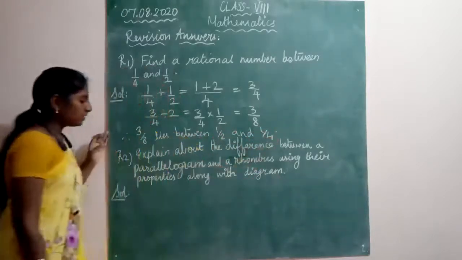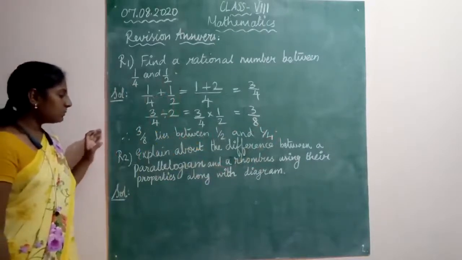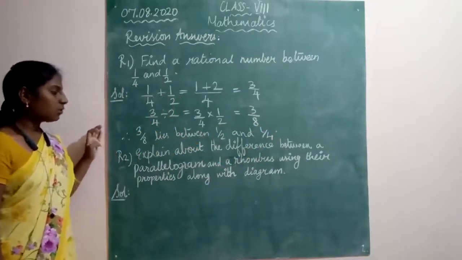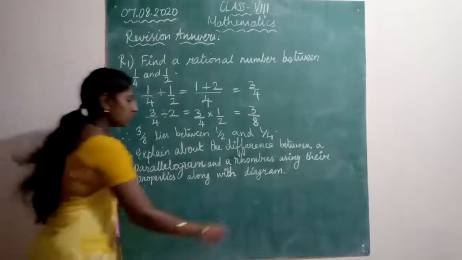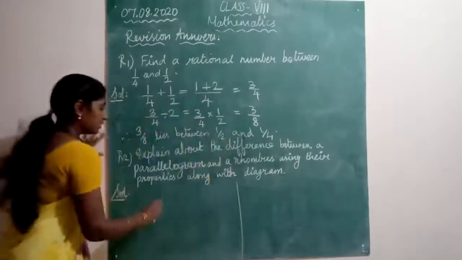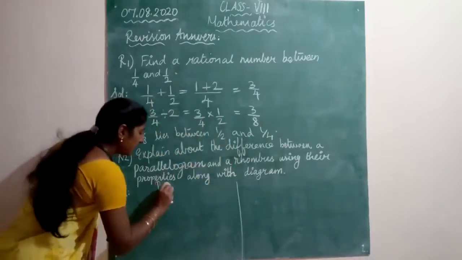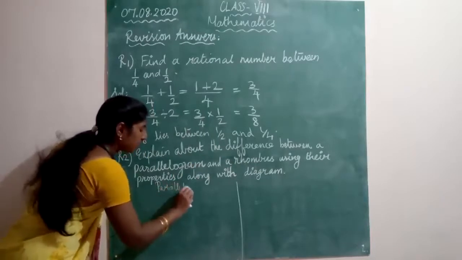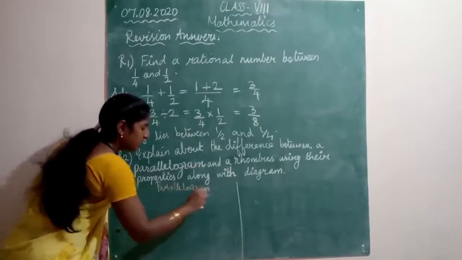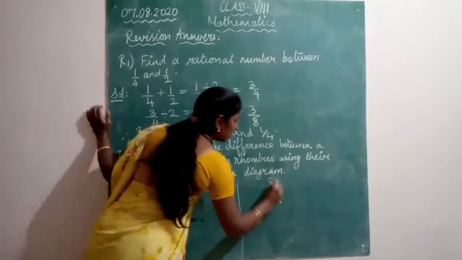Next one: explain the difference between a parallelogram and a rhombus using properties along with the diagram. Now let us make two columns. One is for parallelogram, and the other is for rhombus.